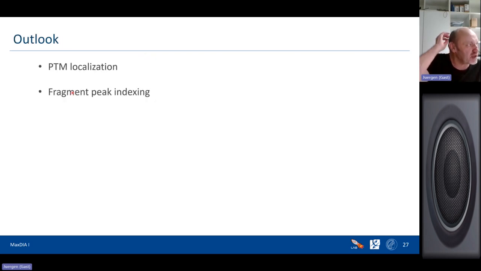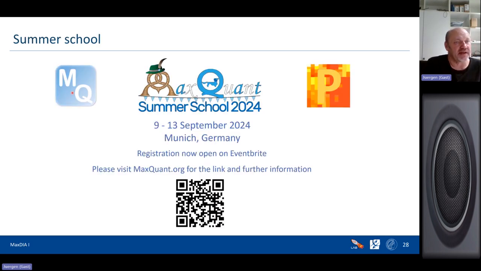And so what are we working on? The next releases will see PTM localization from DIA data, which is close to being finalized, and we're still working on processing speed, which one can always work on, I guess, by using some trick of indexing peaks, as is also used in MSFragger, for example. And by that, I'm done.